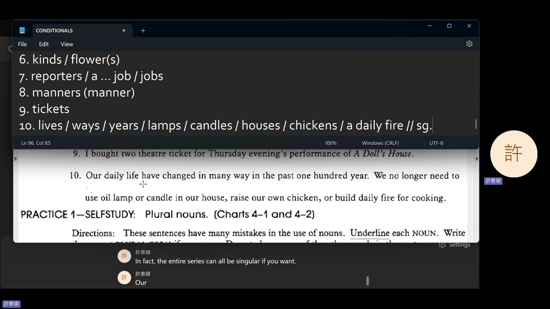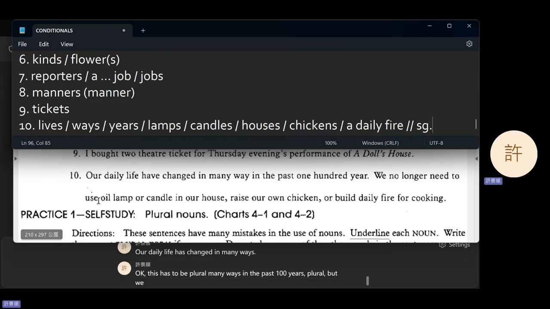Our daily life has changed in many ways. Okay, this has to be plural, many ways. In the past 100 years, plural. But we no longer need to use... these all have to be plural.